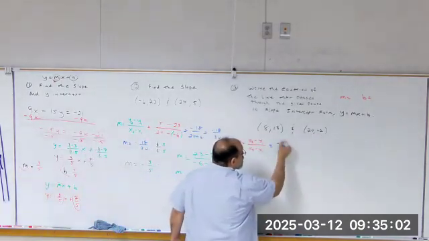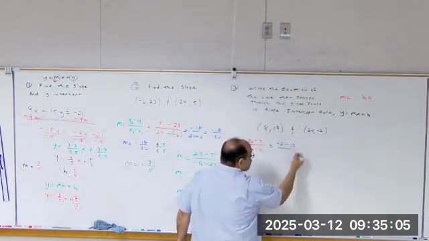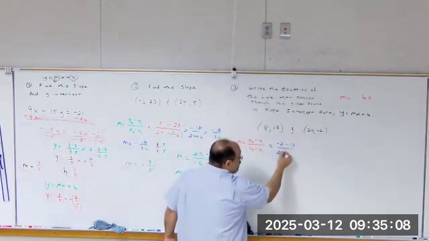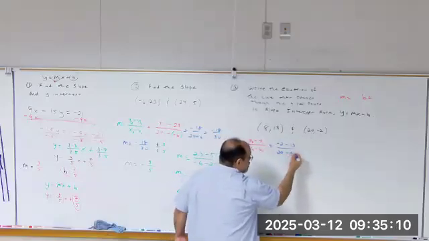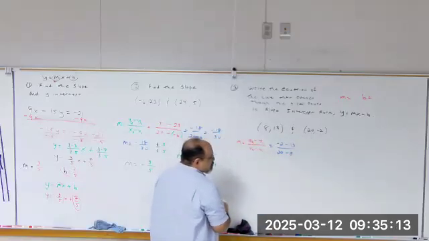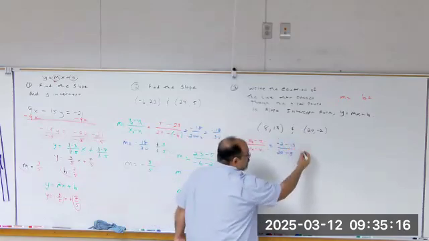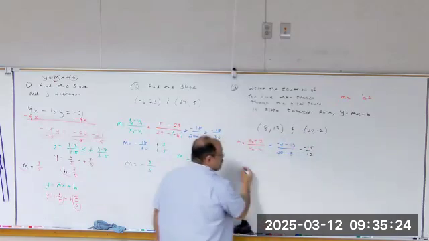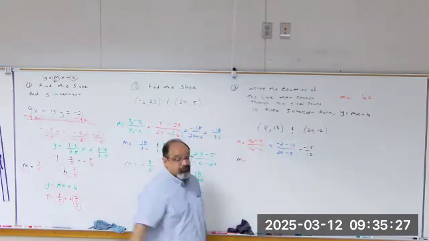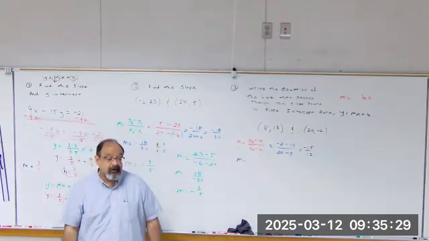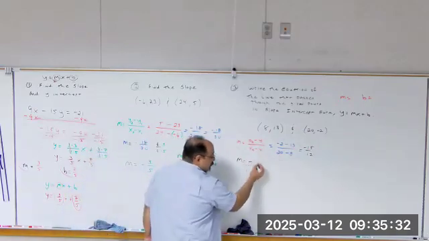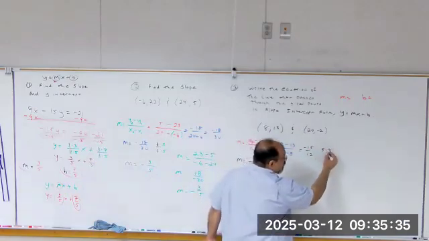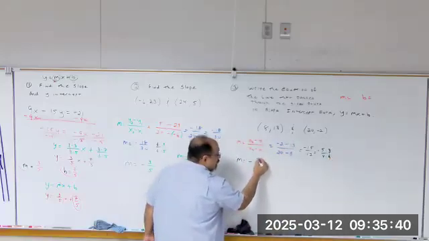Negative 2 minus 13 over, start from here, 20 minus 8. Negative 2 minus 13 is negative 15 over 20 minus 8, which is, well, reduce it to lowest terms. Now, if you don't reduce it to lowest terms, yeah, you probably will have crazy fractions in the problem. So it's going to be a negative. This is 5 times 3 over 4 times 3. So the slope is negative 5 over 4.